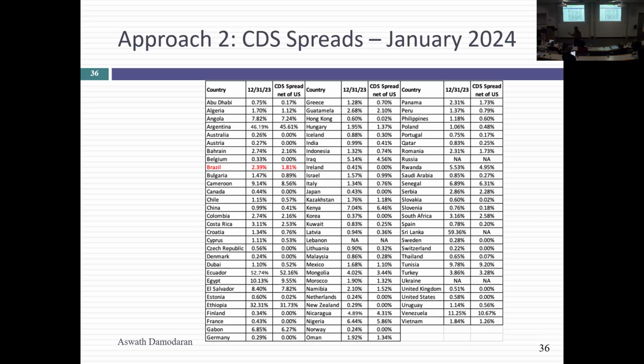Are there some countries where there's close to no default risk? There must be, right? I mean, Switzerland, nobody's debating.